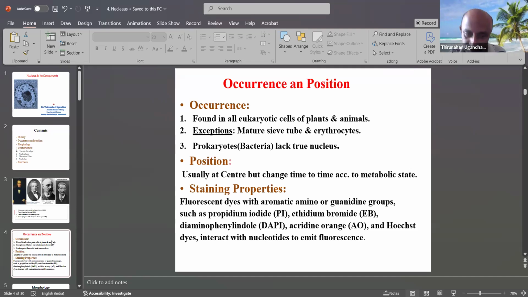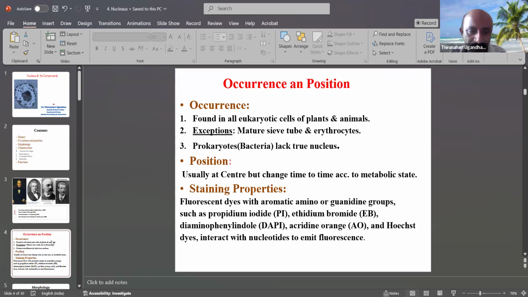Its position is usually at the center, but changes from time to time according to the metabolic state. The metabolic states mean the stages of cell division: prophase, metaphase, anaphase, telophase. The nucleus lies in the protoplast, sometimes peripherally, sometimes at the center.